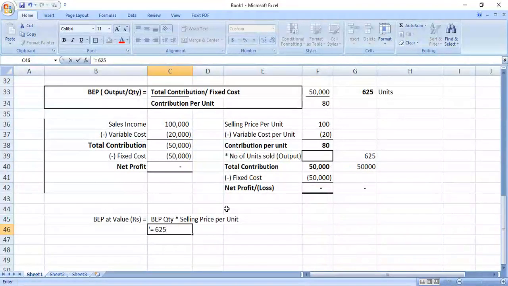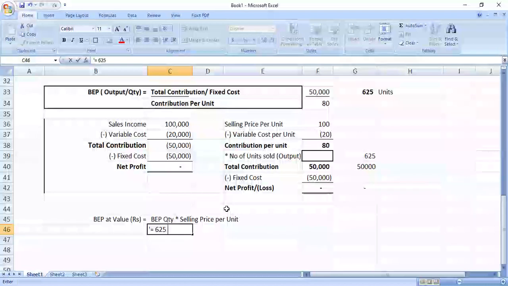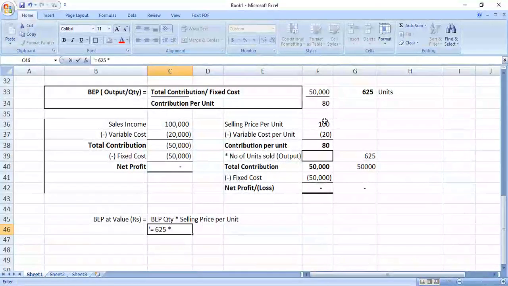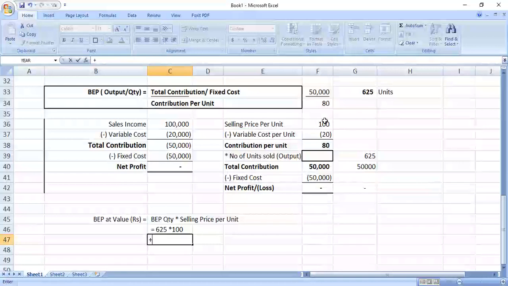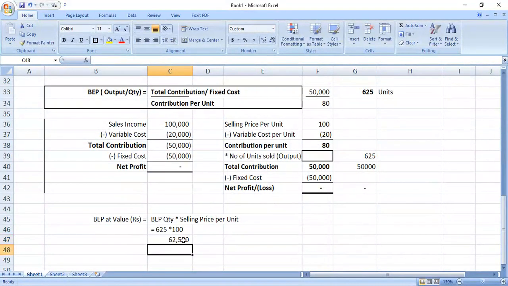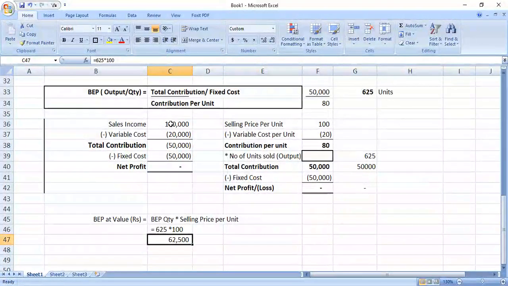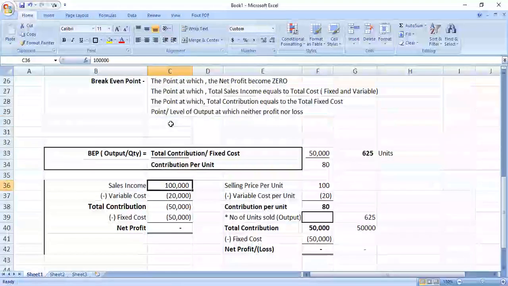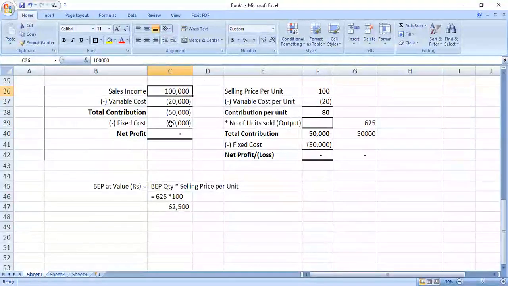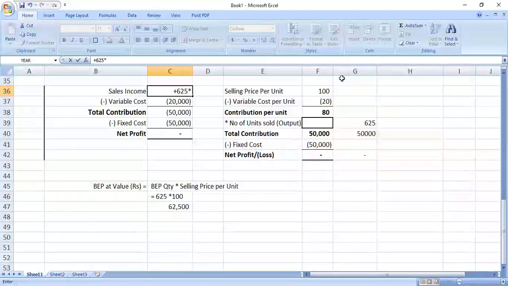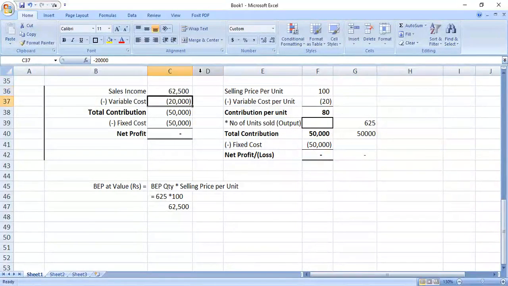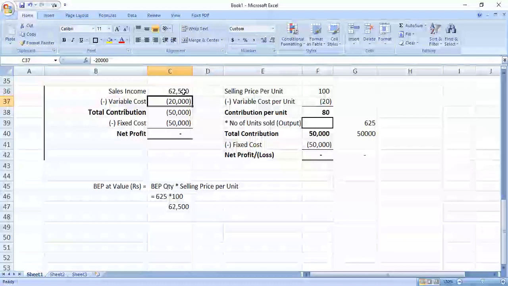Now if I sell 625, I will end up at break even. And how much is my selling price per unit? 100, right? So 625 into 100 means I will have how much sales? 62,500, guys. 62,500 will be my total sales at break even, not 100,000, right? If 625 units at a per unit selling price of 100, I will have 62,500 of sales income.